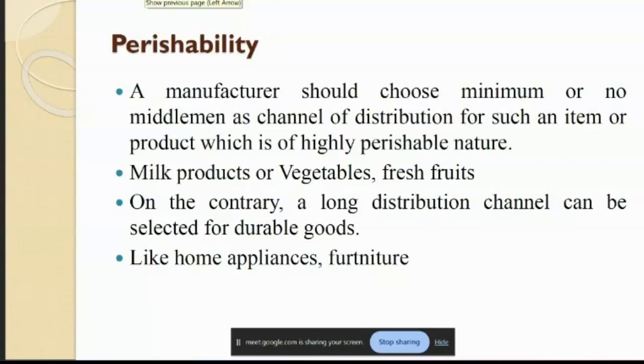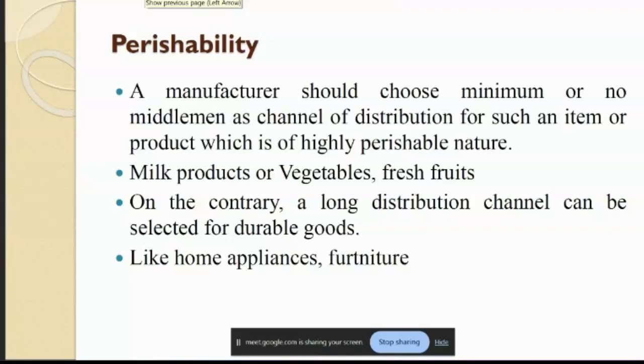It will never reach out to the customer. So it is always better, if you have a highly perishable product, to use a minimum of channel members for doing it. But even if you are choosing a lot, make sure that everything is very quick, because for example milk packets generally last for 2 days, maybe, and in some countries where the temperature is very hot, it may not last more than 2 days.